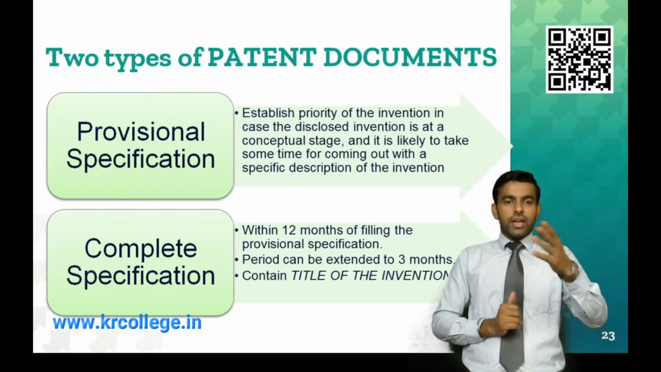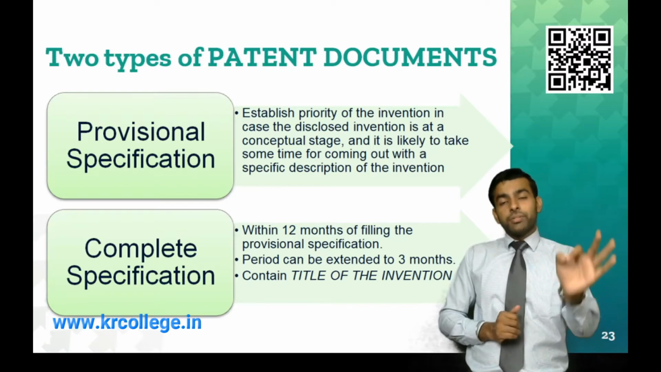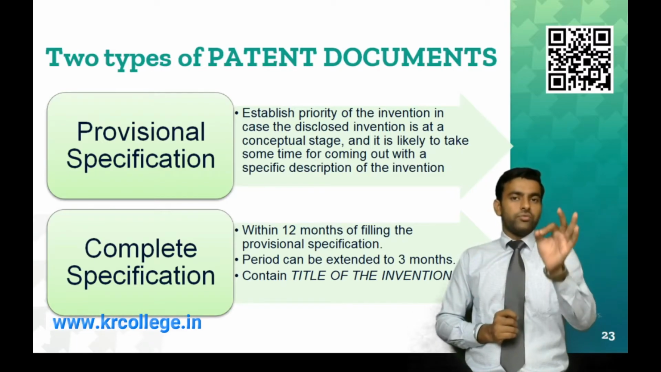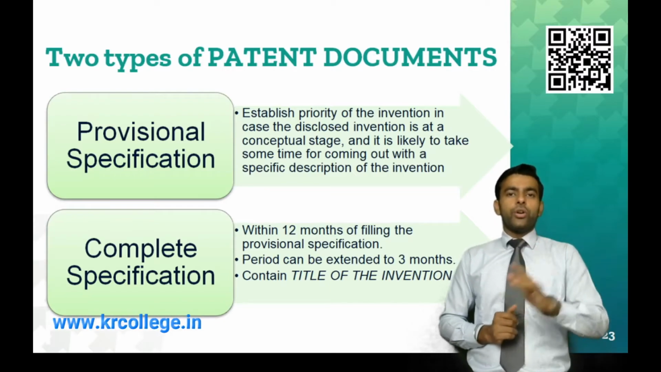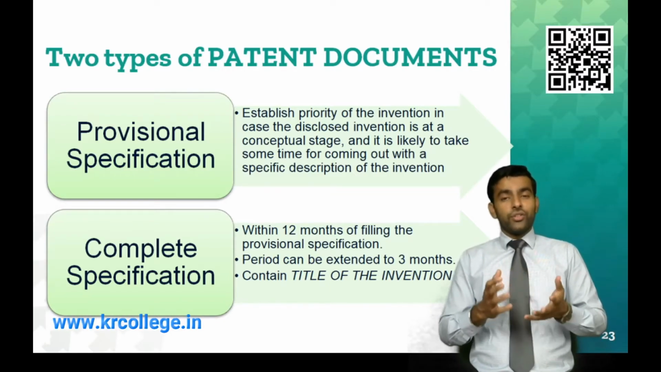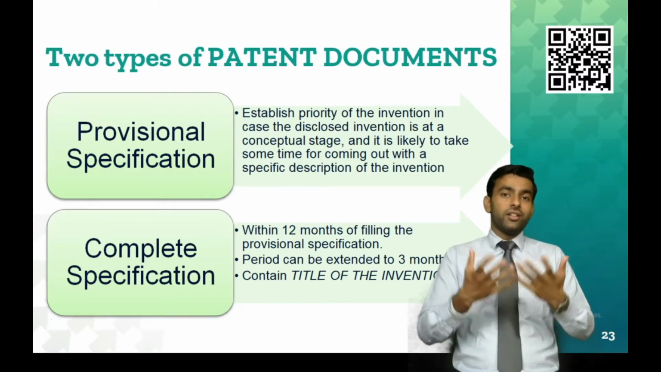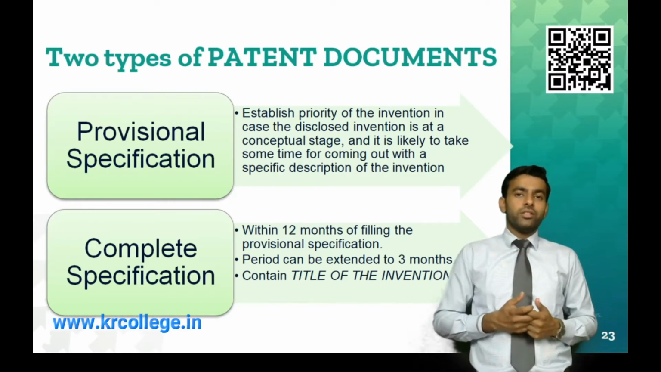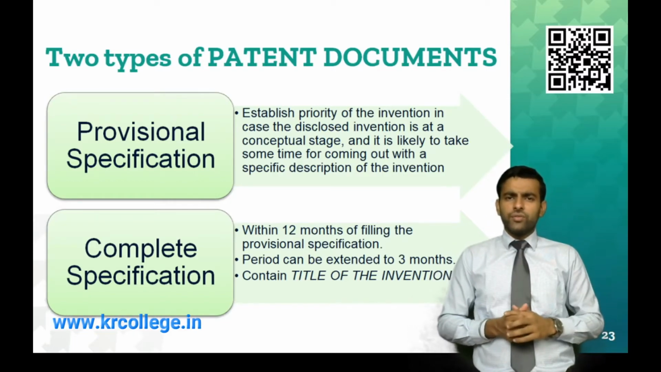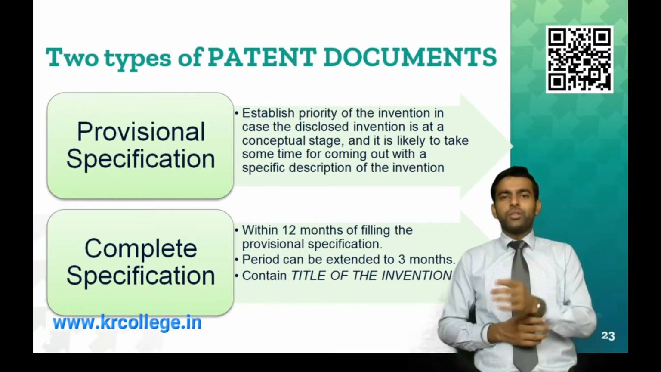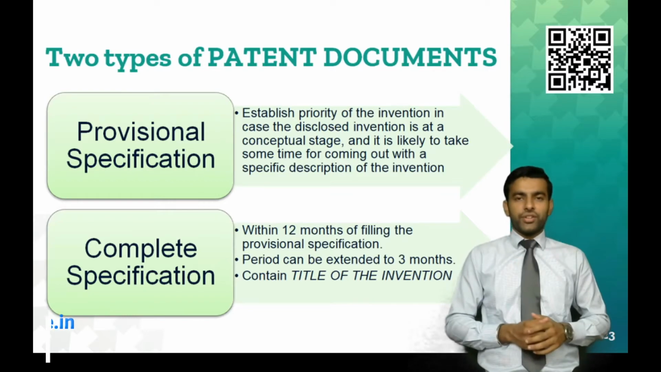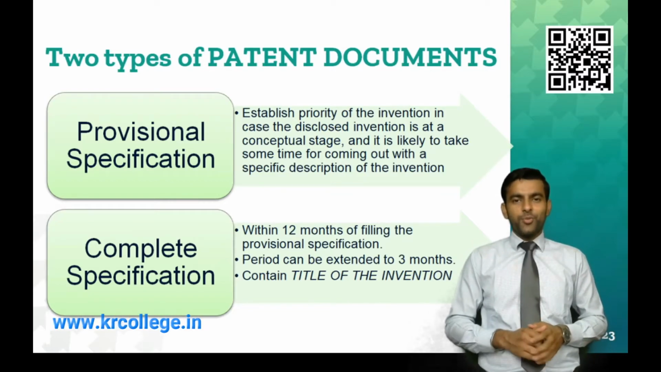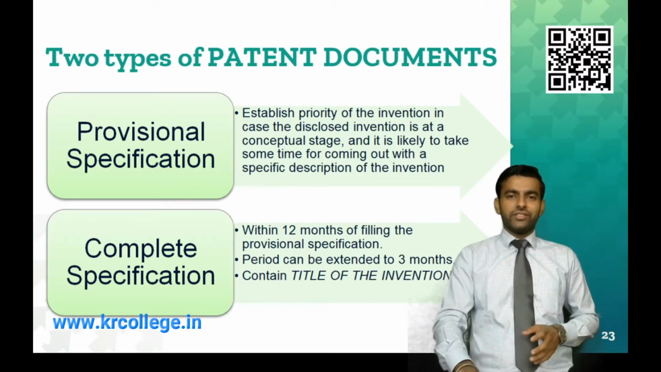Okay, and the last one, this complete specification, it's something which contains the title of the invention. You are going to invent something, obvious, you will be requiring that title, that this belongs to me. The provisional specification will give it to you. No, it will not be given by provisional specification, it will be given to you by complete specification. I hope it is clear to you, right?